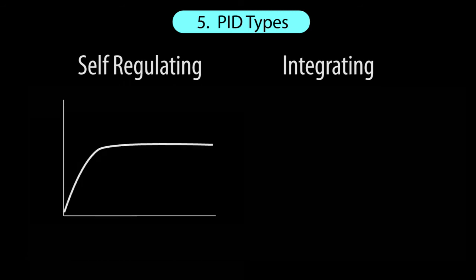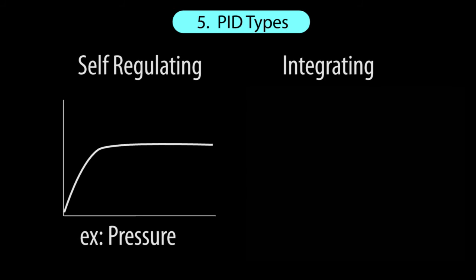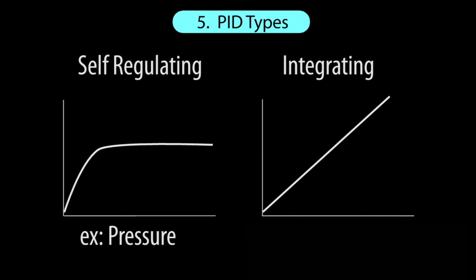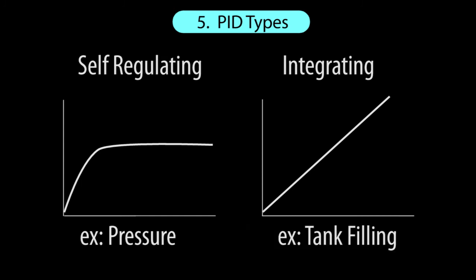The most common PID applications are integrating and self-regulating. In the last video, we did a self-regulating example. That's where when you run the motor at a fixed frequency, the feedback signal rises to a value and levels off. In an integrating PID loop, the feedback signal will continue to rise while the motor runs at a fixed frequency. For example, when filling a tank, the motor runs at a fixed frequency, but the fluid level continues to rise. It never levels off.